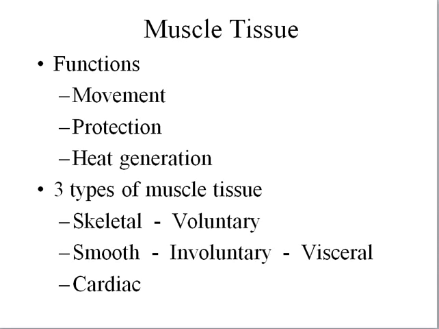A third function of muscle tissue is heat production. Think back to the last time that you were very cold and shivering. Muscles were contracting rapidly, increasing the rate of aerobic respiration, and heat was a byproduct. We'll next look at three different types of muscle: skeletal, smooth, and cardiac.